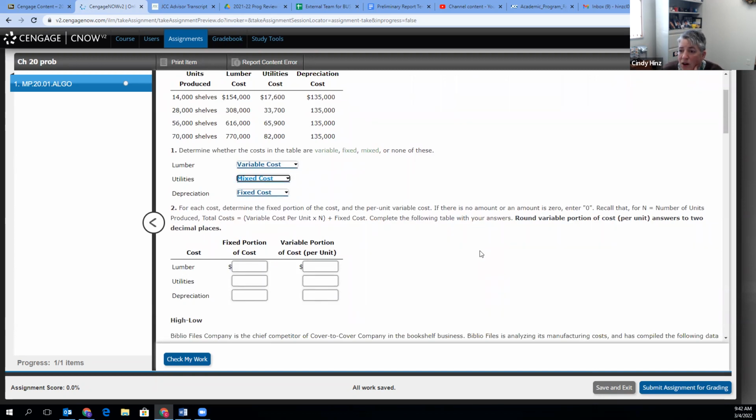Number 2 says, for each cost, determine the fixed portion of the cost and the per unit variable cost. So depreciation, we know, is a fixed cost completely. So the entire amount must be the fixed cost, and there is no variable. For the lumber, it's exactly the opposite. It is purely a variable cost, so there is no fixed cost, but we need to find the variable cost per unit. You can use any one of the levels of production. Divide the total cost by the number of units produced to get the cost per unit.